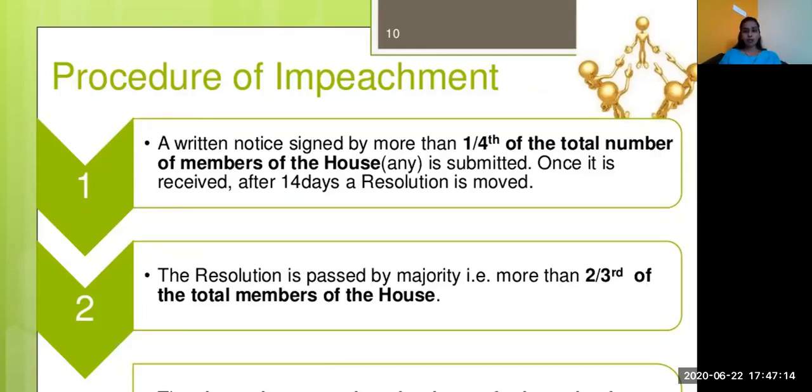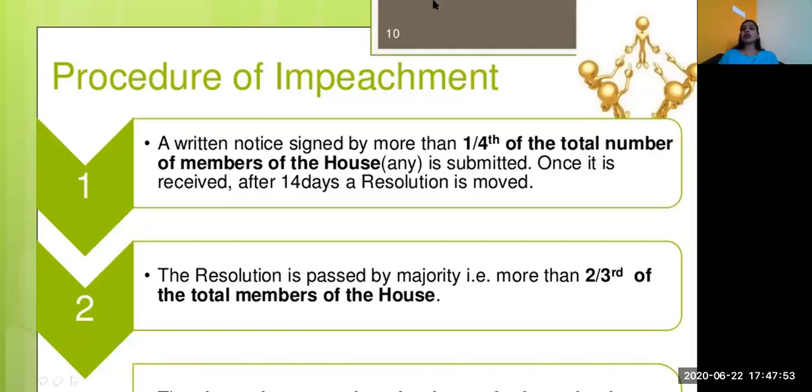And if the bill or the resolution is passed by 2/3 majority, the ruling party collapses. Same way, if the president or the vice president or the chief justice of India or the judges of Supreme Court and High Court are found guilty of violation of the constitution, or are found to have incapacity or any disqualification criteria, then they are impeached. So what is impeachment? The removal of the president, vice president, chief justice of India, and judges of Supreme Court and High Court is called impeachment.